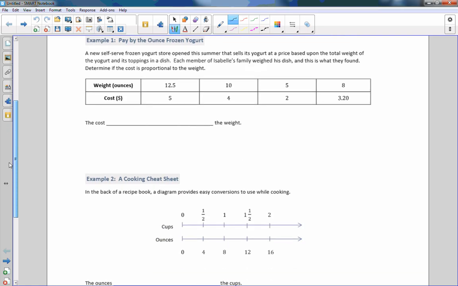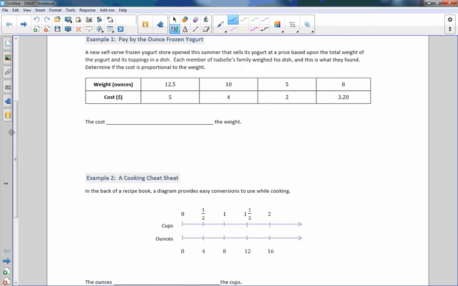Classwork, Example 1. Pay by the ounce frozen yogurt. A new self-serve frozen yogurt store opened this summer that sells its yogurt at a price based upon the total weight of the yogurt and its toppings in a dish. Each member of Isabella's family weighed his dish, and this is what they found. Determine if the cost is proportional to the weight.